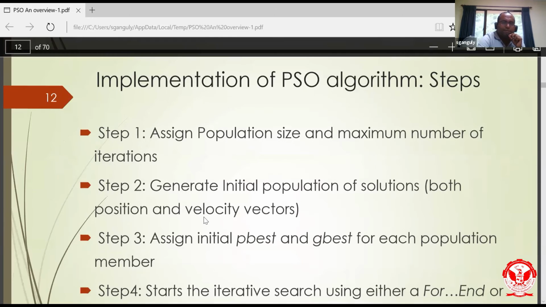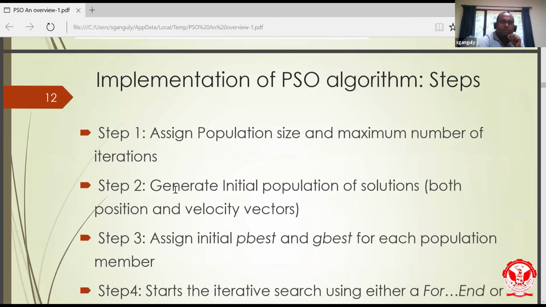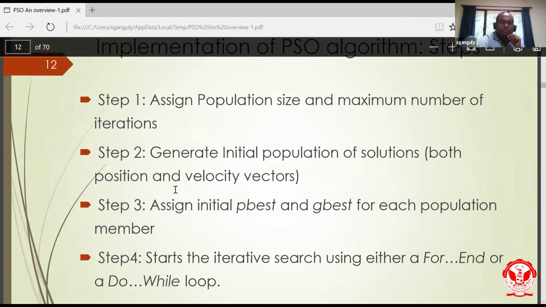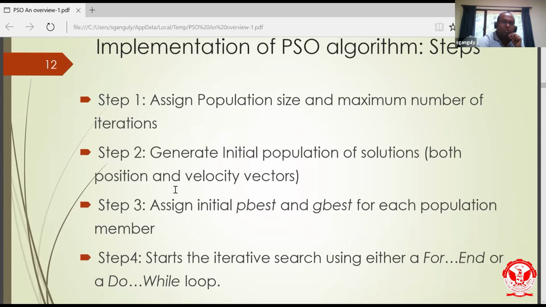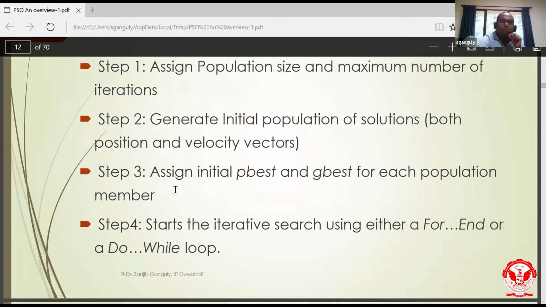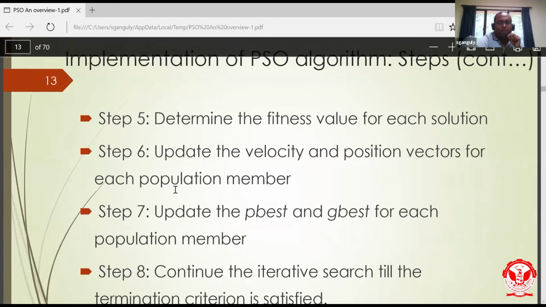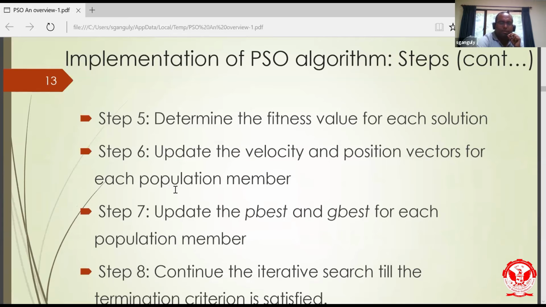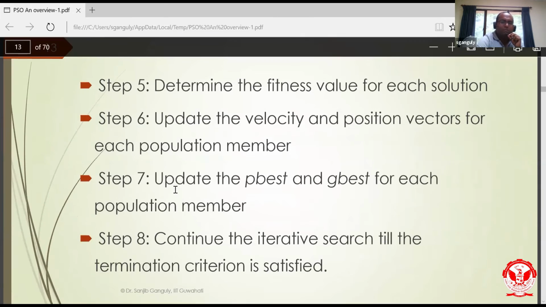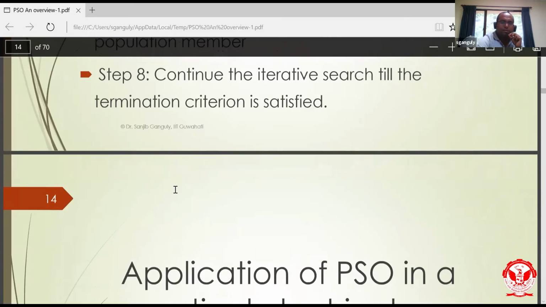So these are the steps of the PSO algorithm. You assign the population size and maximum number of iterations initially, then generate the initial population, then find the initial p best and g best. Then you use a while or for loop for the iterative search. You determine the fitness value, update the position and velocity vectors, find out the p best and g best and update them as well, and continue the iterative search till your termination criterion is satisfied. So this is as simple as that.